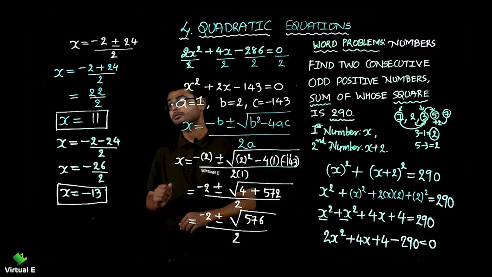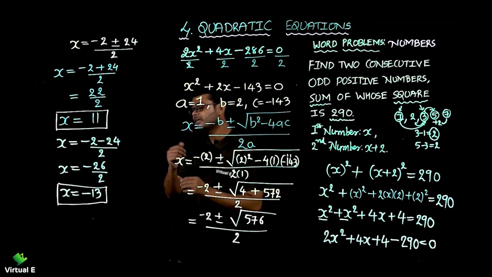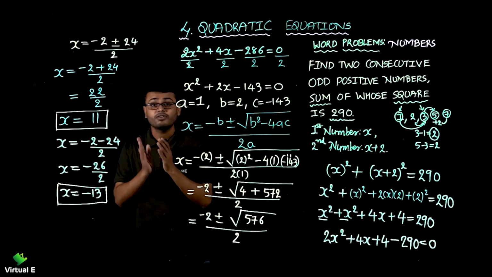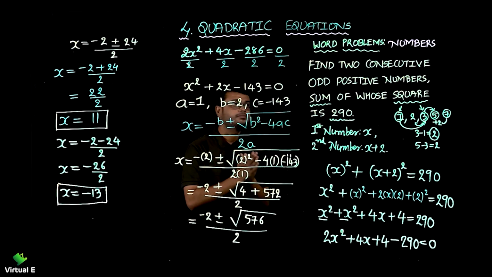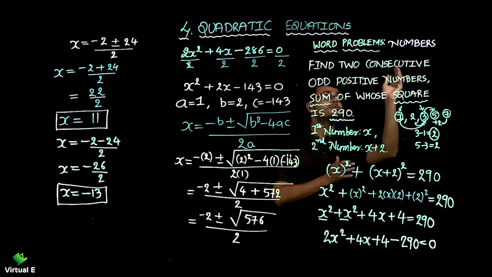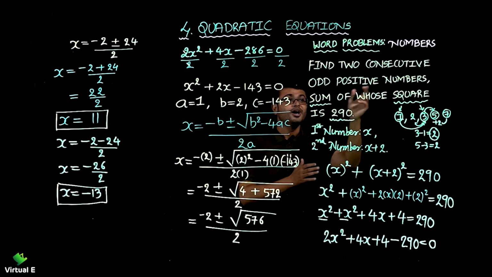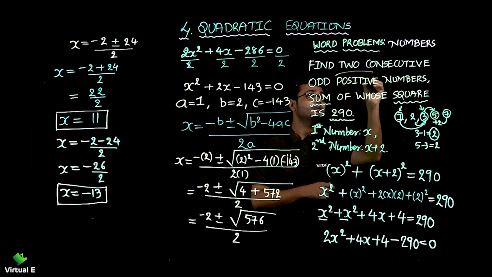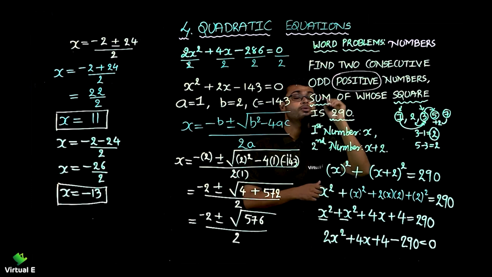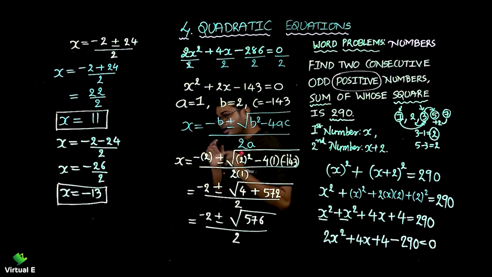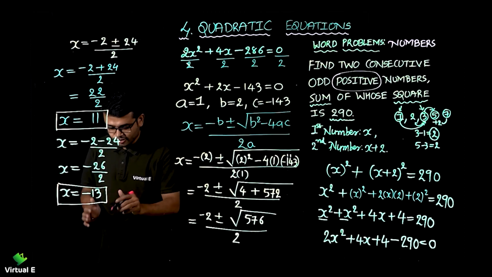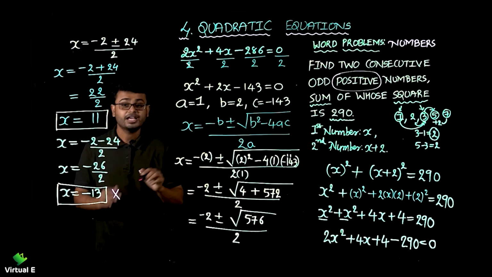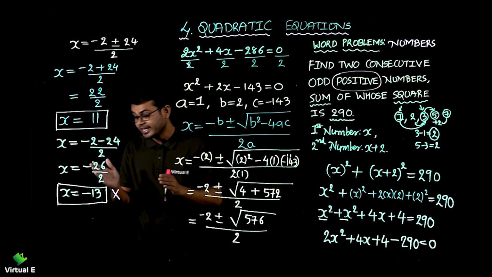Good doubt, and you should have this doubt because there are two answers, and which shall I consider? For that you need to read the question again. It is given: find two consecutive odd positive numbers. It's given over here that we need to take the positive numbers only. So we are not going to take x is equal to minus 13. We cannot take it because it is a negative number.